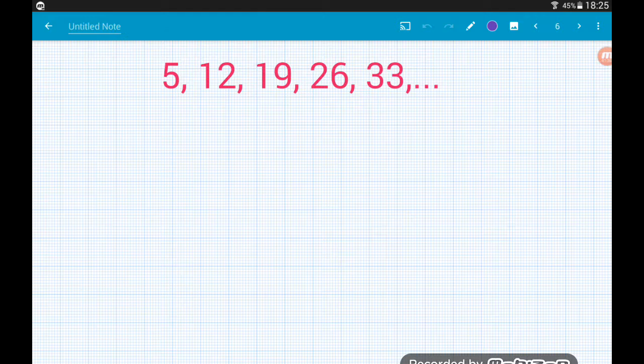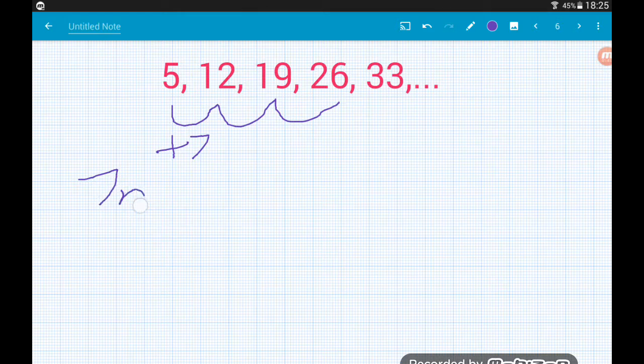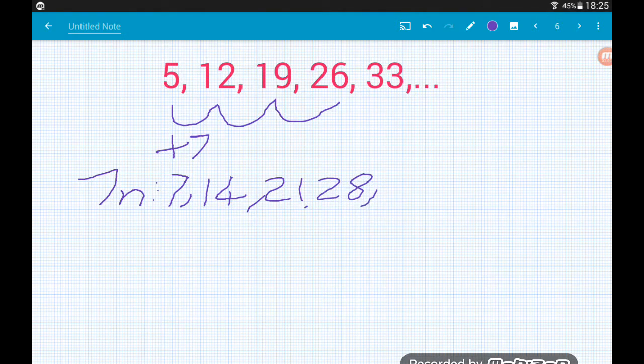Okay, let's check this guy out. So again, the first thing that we need is his common difference. So each time, we're adding 7. So that means the sequence is something to do with 7n. So if we write out the sequence 7n, 7 times 1 is 7, 7 times 2 is 14, 7 times 3 is 21, 7 times 4 is 28, 7 times 5 is 35.